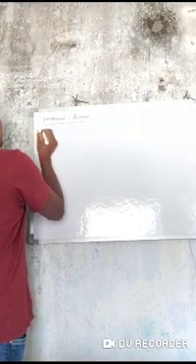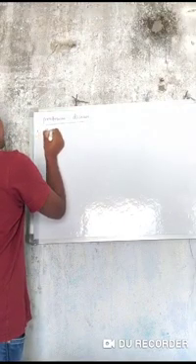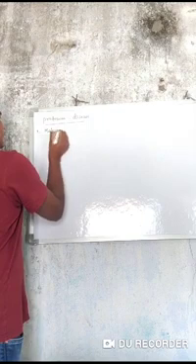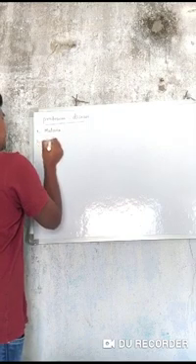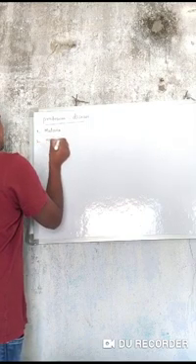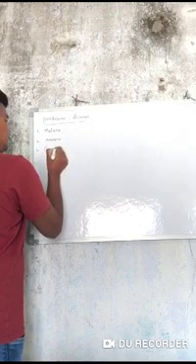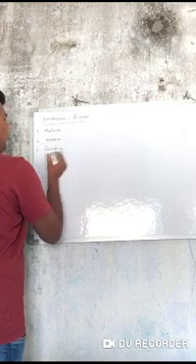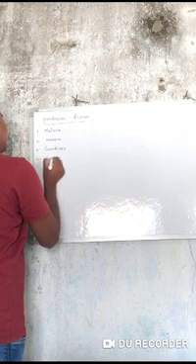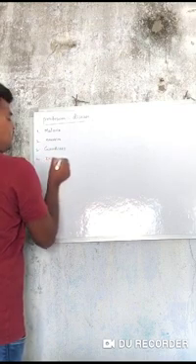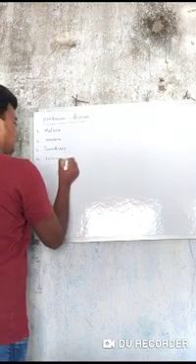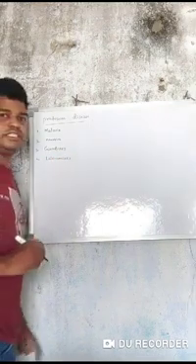So the protozoan diseases, there are nearly 5. First one is malaria. Second one is amoebiasis, and third one is giardiasis, and the fourth one is leishmaniasis. These 4 are the protozoan diseases.